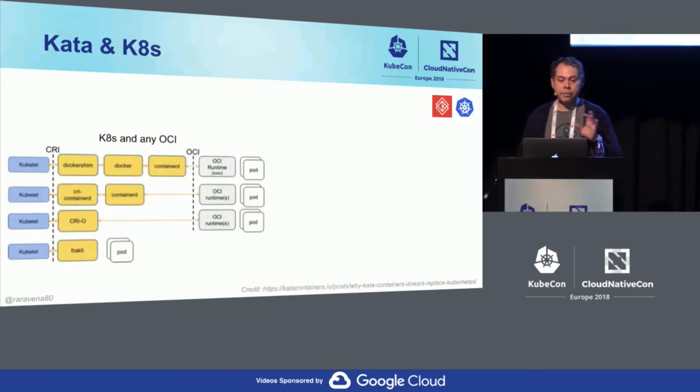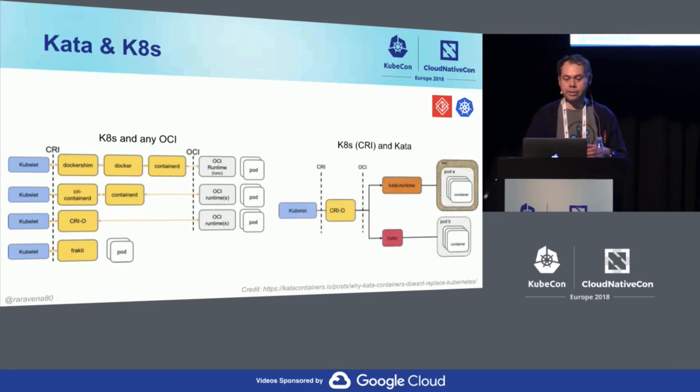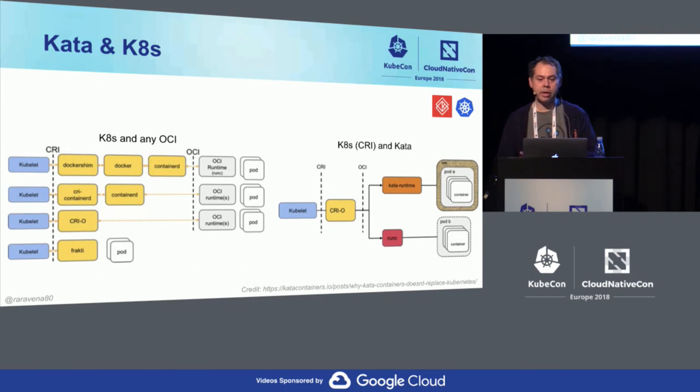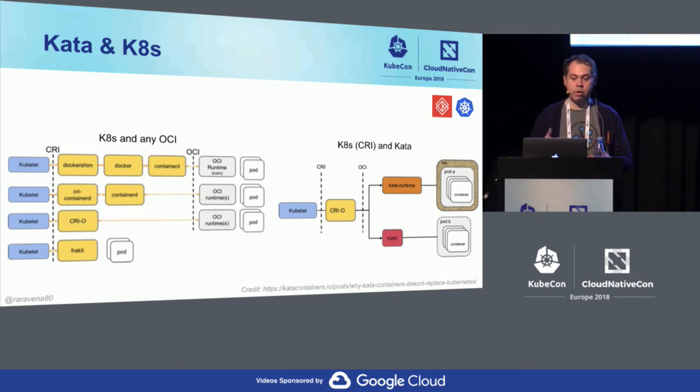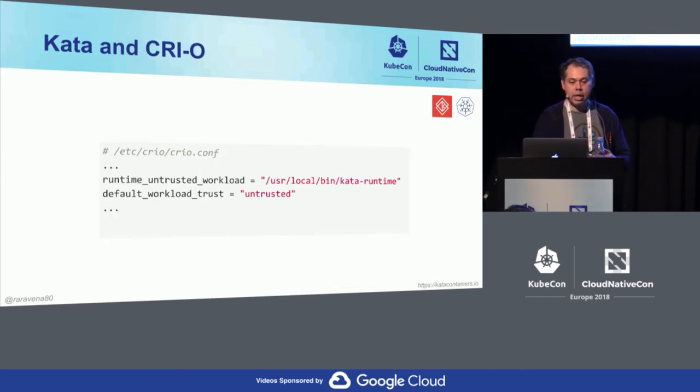Kata in Kubernetes works with OCI compliant runtimes. You can use any CRI shim, like the CRI plugin, which just got renamed, or CRI-O, or you can use Frakti, or you can use the Docker shim, and then you can run Kata in the back. And this shows Kata running with CRI-O alongside a trusted workload that will run with runc, and an untrusted workload that would run with Kata inside a VM. For Kata and CRI-O, you just change or add this to your crio.conf. You point it to the Kata runtime binary, and you specify your workload trust to be untrusted.